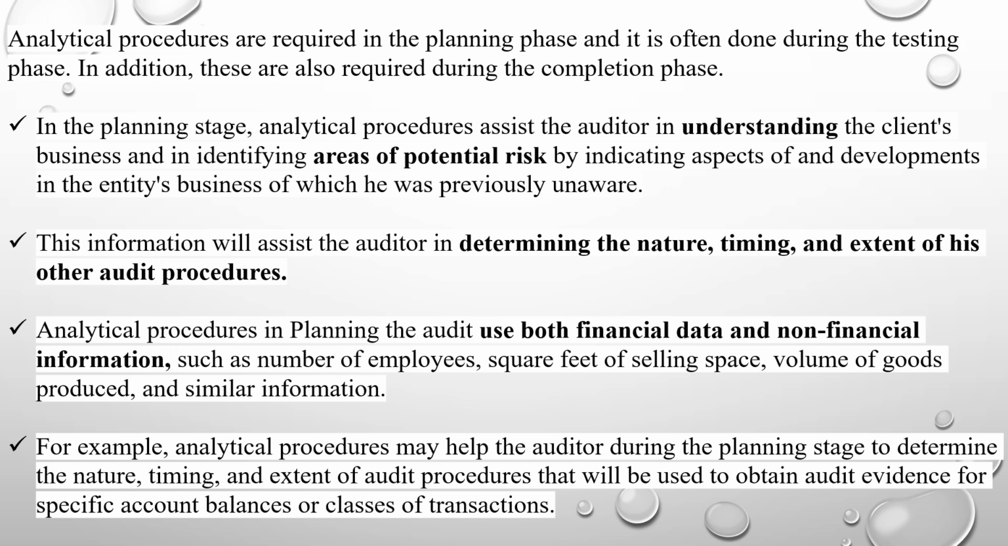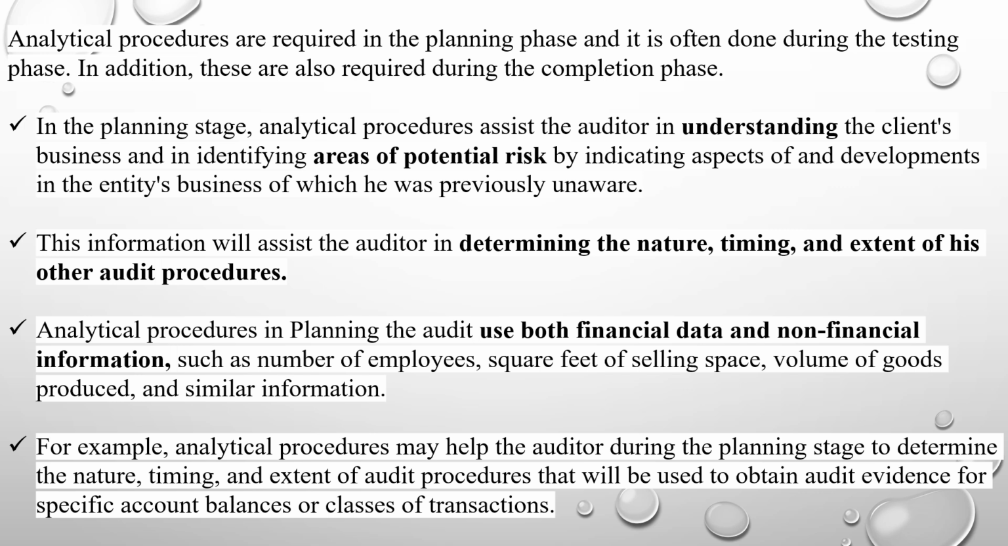In the planning stage, analytical procedures assist the auditor in understanding the client's business and in identifying areas of potential risk by indicating aspects of and developments in the entity's business of which he was previously unaware. Second, this information will assist the auditor in determining the nature, timing, and extent of his other audit procedures.